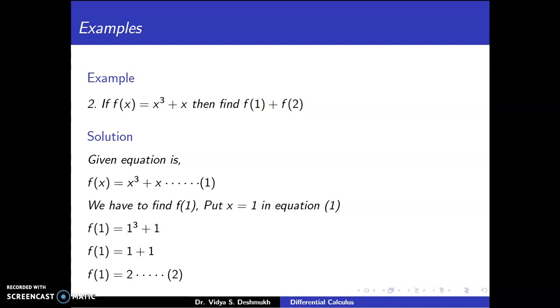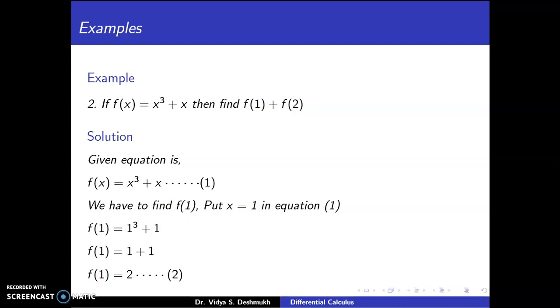plus 1. म्हणजे जिथे जिथे x हा व्हेरिएबल आहे तिथे आपल्याला काय सबस्टिट्यूट करायचं आहे, 1 सबस्टिट्यूट करायचं आहे. सो f of 1 is equal to what? 1 cube is again 1 plus 1, that is the value of f of 1 is equal to 2, and write down it is our equation 2.